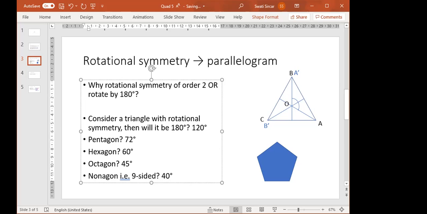So for one complete rotation, I have taken 360 degrees, and I have divided by the number of sides they have. Okay, noted.